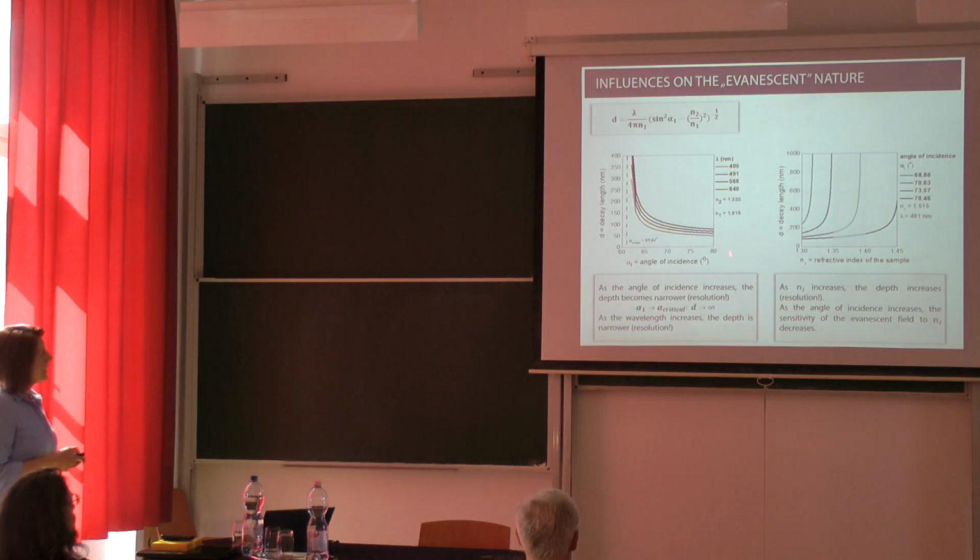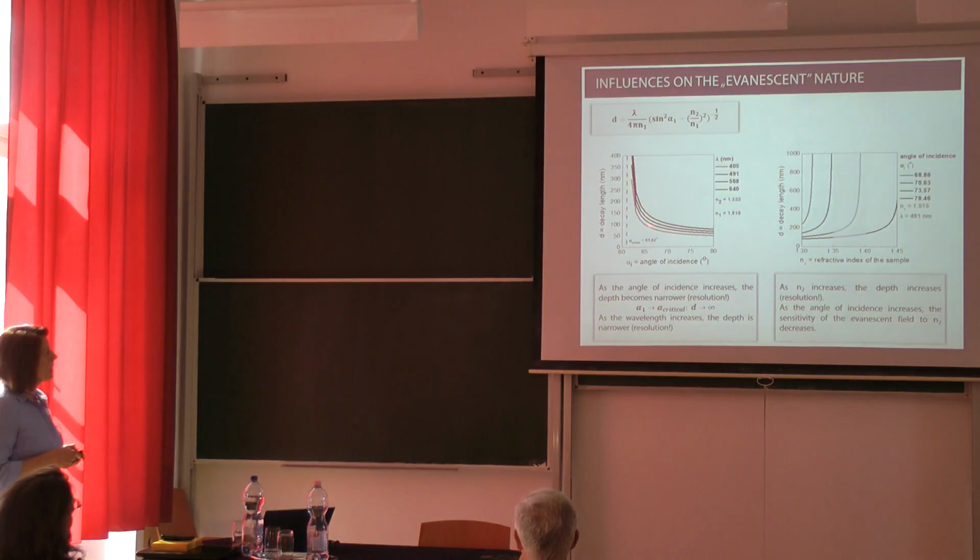The first one is the angle of incidence. I have shown this equation here. The decay length depends on the angle of incidence. What you can notice from this figure is that if you increase the angle of incidence, then the decay length or the penetration depth of the field decreases as well. So if you want a smaller penetration depth, which would give you a higher resolution, then you want to use a larger angle of incidence.